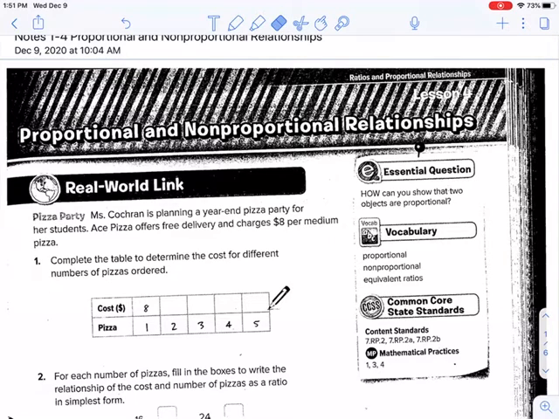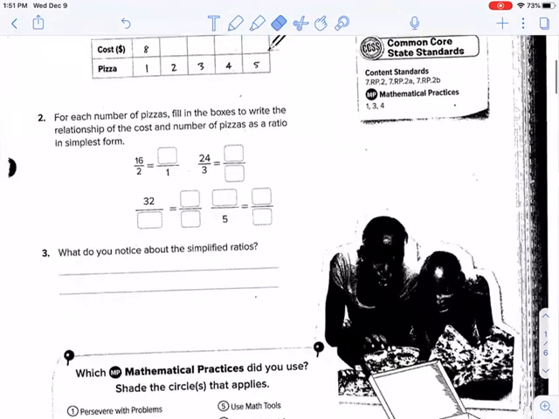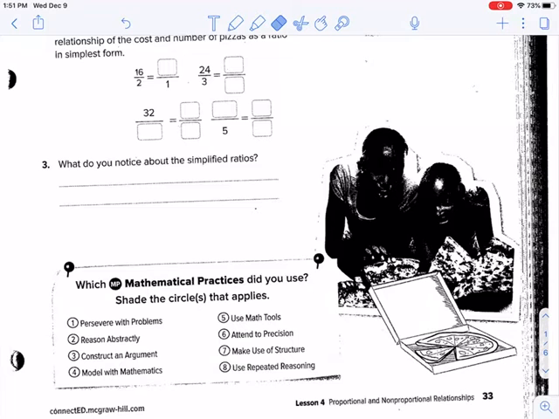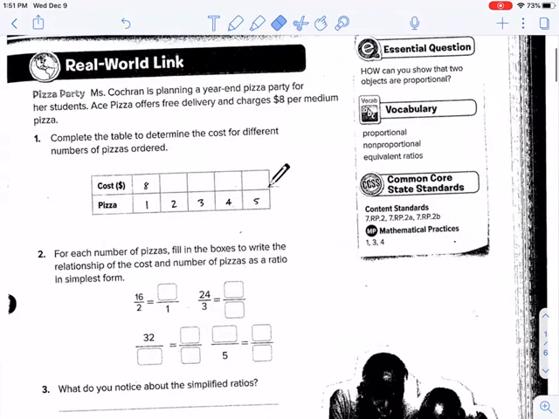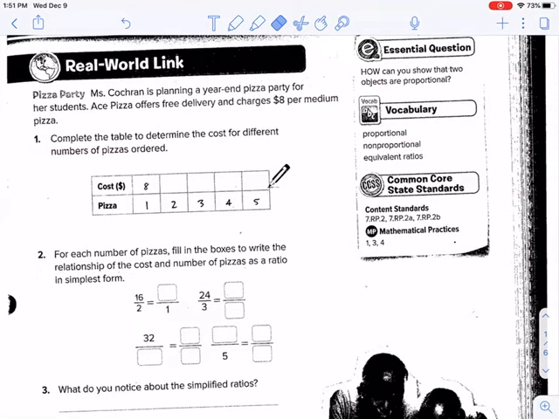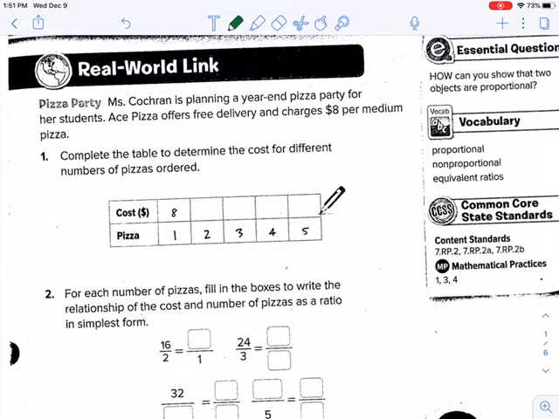Let's move on to lesson 4 in chapter 1. This is on page 33 of your textbook. So our first example here is that Miss Cochran is planning a year-end pizza party for her students. Ace Pizza offers free delivery and charges $8 per medium pizza.